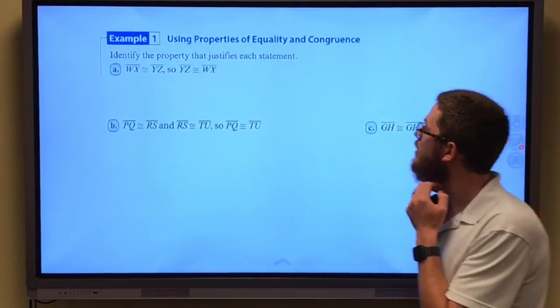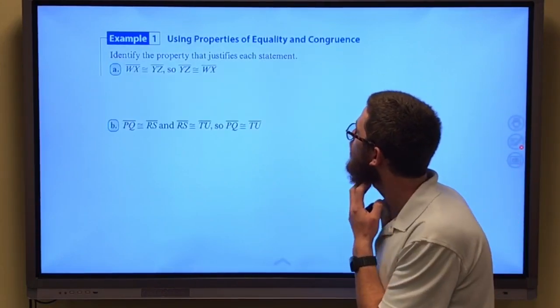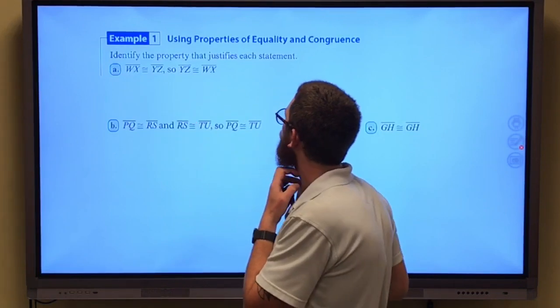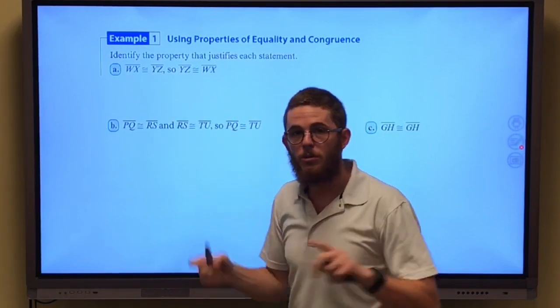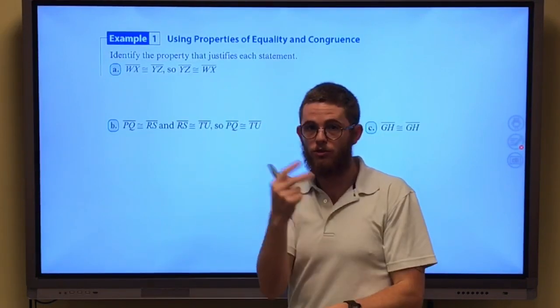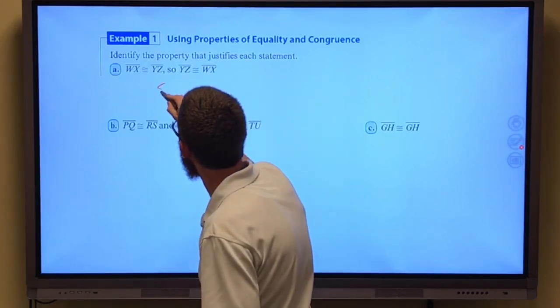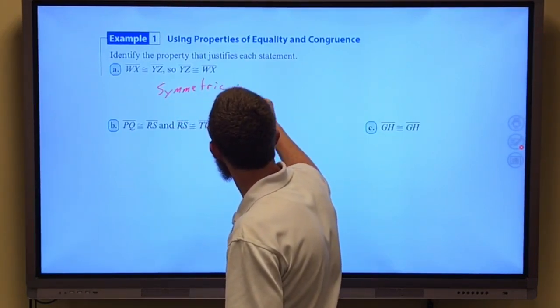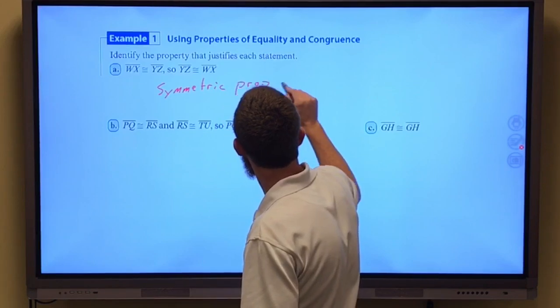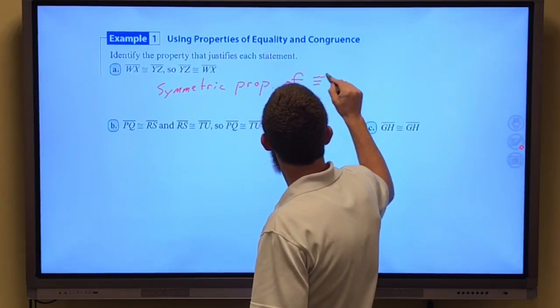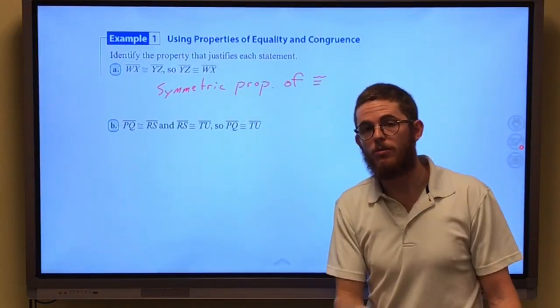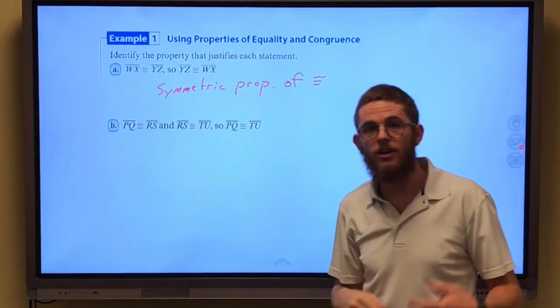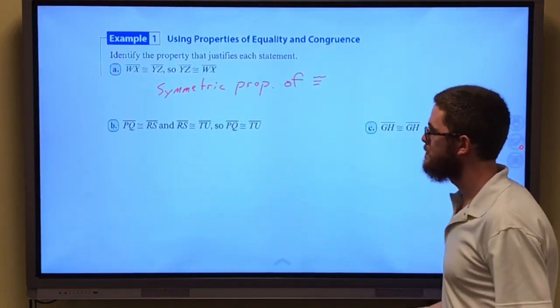So let's use them, identifying the property that justifies each statement. WX is congruent to YZ, so YZ is congruent to WX. We have flipped those two objects. This is the symmetric property. What is it the property of? It's the symmetric property of congruence, because we are using congruency symbols right there.